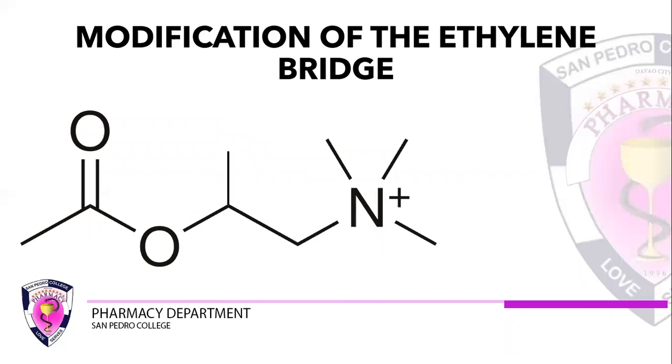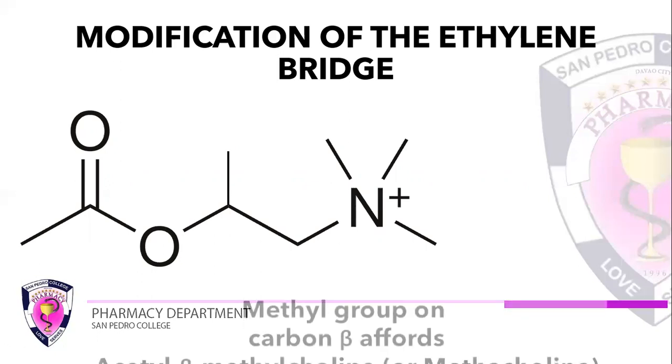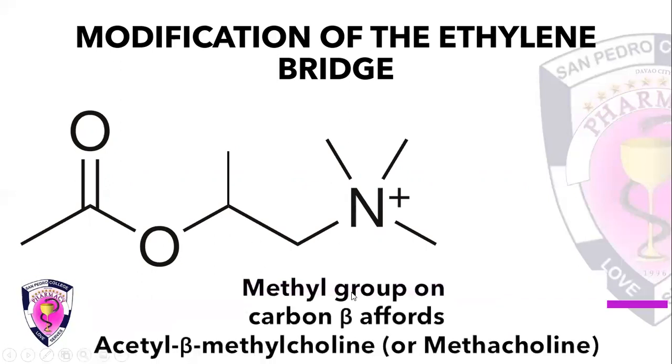Another possible modification is the addition of a methyl group. Single carbon lang. Now, the addition of a methyl group on the beta carbon. So ang tawag dito, beta carbon. Your reference is the quaternary ammonium group. Ang sunod na carbon diyan, it's called the alpha carbon. Ang susunod sa alpha carbon, it's the beta carbon.